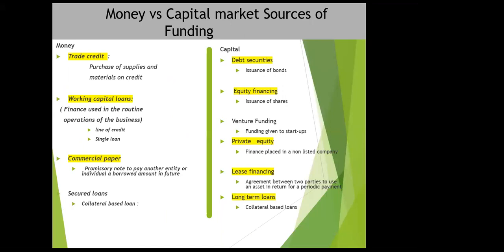So far we've looked at the trade credits, working capital loans, commercial paper. Then the last one under the money markets is secured loans. Under the money market you can have loans, and you can have loans under the capital market. Remember, the salient feature that makes a vehicle fall under money market or capital market is usually the tenure. So under money market you can have secured loans as well.